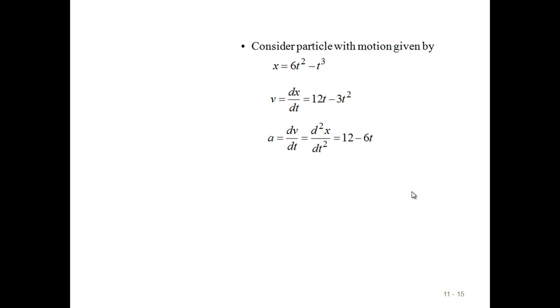Similarly, we can obtain the acceleration also by differentiating again with respect to t. So you can see a is equal to dv by dt, that is equal to d square x by dt square, is equal to 12 minus 6t.